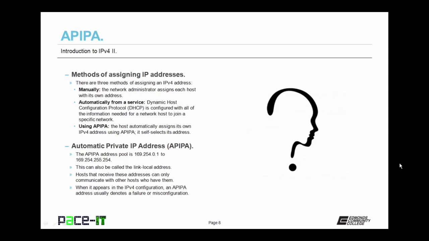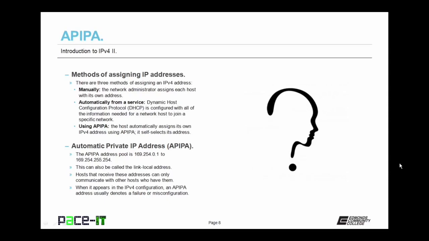And finally, we have automatic private Internet Protocol addressing. This is where the host automatically assigns its own IPv4 address using APIPA. It self-selects its address. So let's talk about this address. The APIPA address pool ranges from 169.254.0.1 up through 169.254.255.254. The APIPA address can also be called a link local address. Hosts that receive these addresses can only communicate with other hosts who have APIPA addresses.